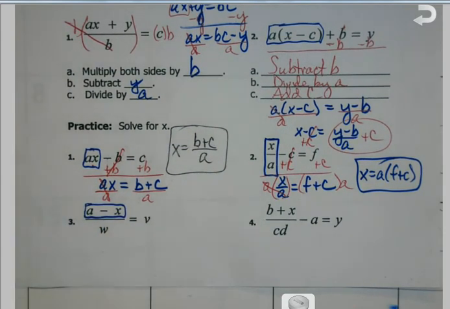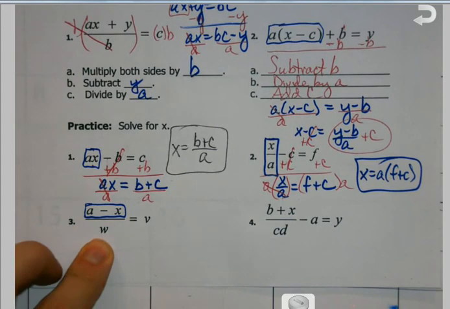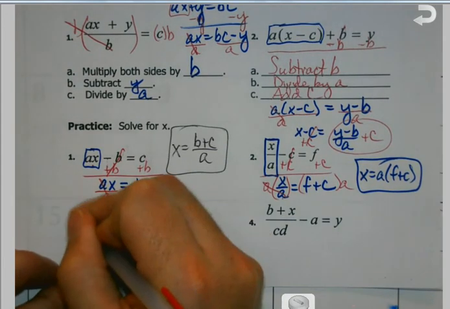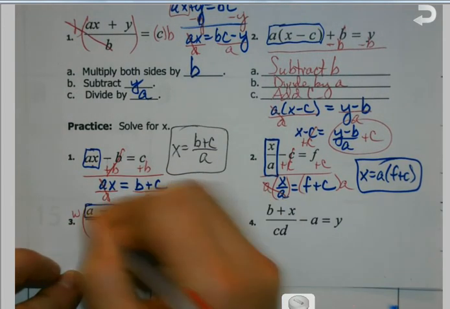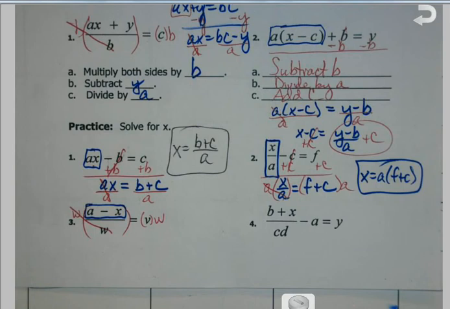wherever the x is first. How do I undo my divide by w? Multiply. You guys got this. Those cancel.